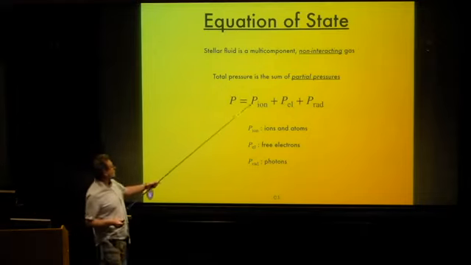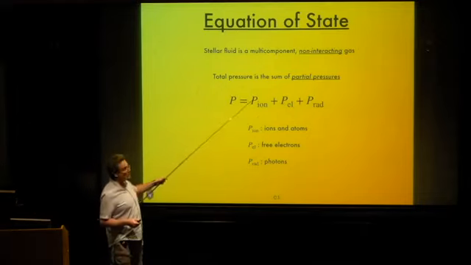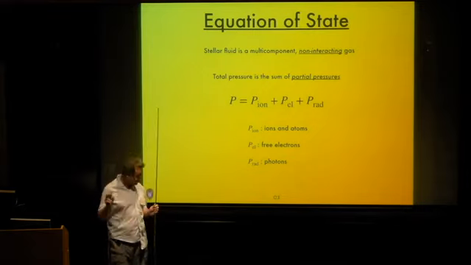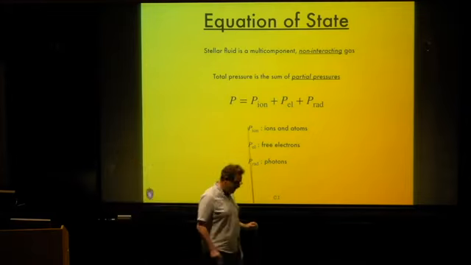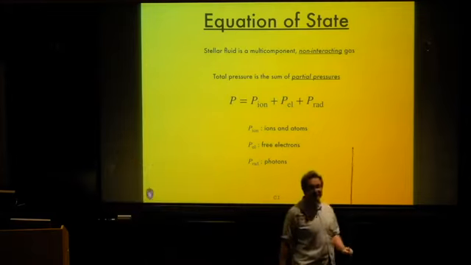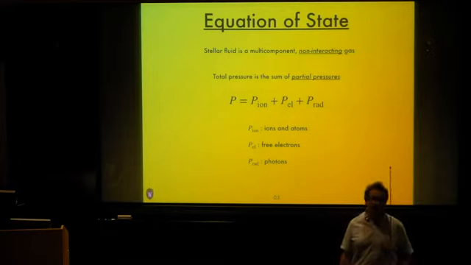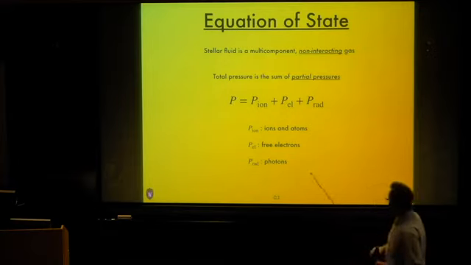And these three components are pressure coming about from ions, which is basically anything with a nucleus and maybe some electrons left orbiting. In fact, it doesn't even have to have any bound electrons left. It's a combination of ions, bare nuclei, and atoms. So anything that's got a nucleus counts as an ion.